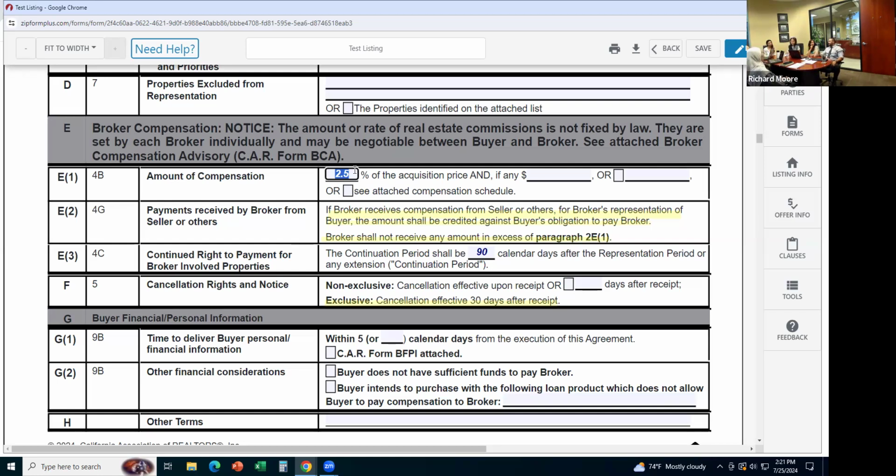Technically, again, you can say, you know what, you don't have to give me 2%. No seller will pay 3% anymore now. But technically, this thing is signed at 3%, right?